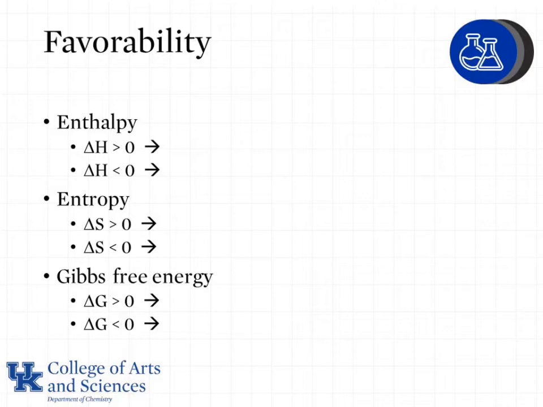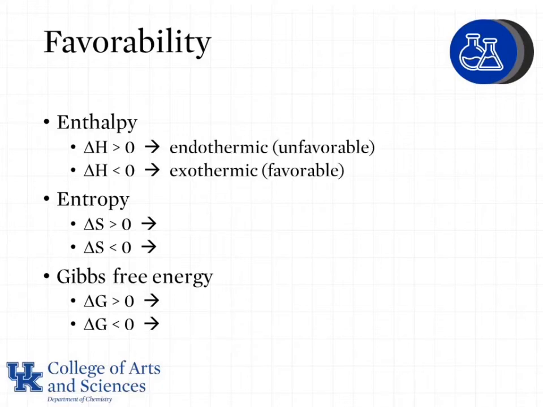Another expression we often use when looking at reactions is favorability. When we look at the value of the enthalpy of a reaction, it will tell us something about the favorability of a reaction. For example, if delta H is greater than 0, we would say that is endothermic, and that is an unfavorable reaction. For delta H less than 0, it's exothermic, and so that contributes to the favorability of a reaction. And this is because a delta H less than 0 is more likely to be favorable and more likely to be part of a spontaneous reaction than when delta H is greater than 0.